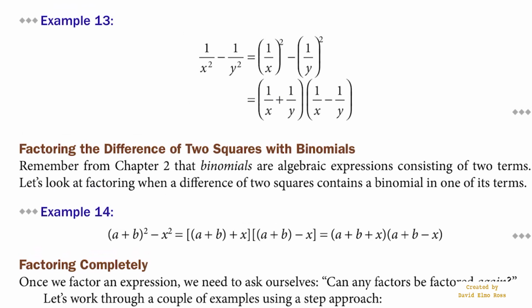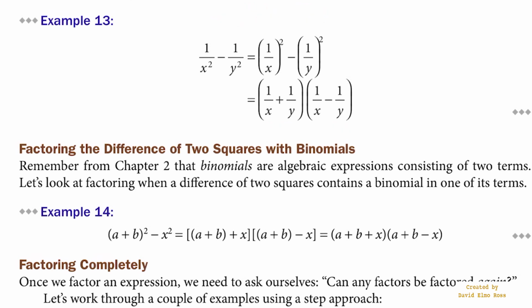Let's take a look at factoring the difference of two squares with fractions. 1 over x squared can be rewritten as (1 over x) all squared, and 1 over y squared can be written as (1 over y) all squared. And if we apply the rules that we had, it's going to be (1 over x plus 1 over y) times (1 over x minus 1 over y) to give the same thing as we've gotten before.